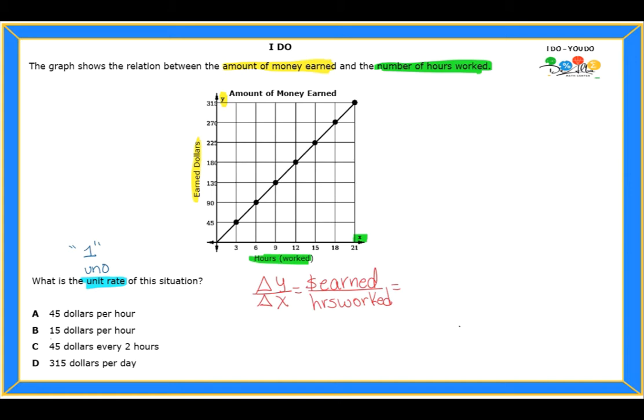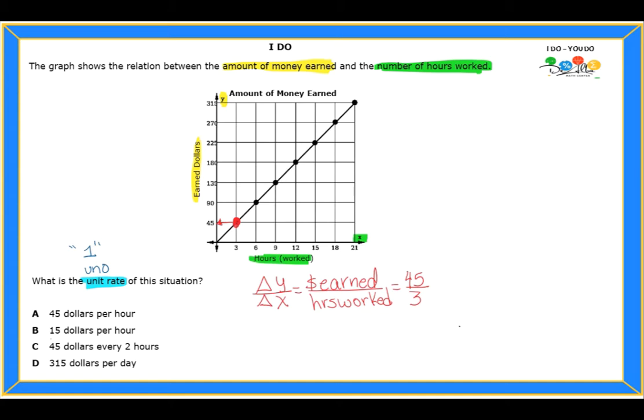Okay? So the graph, if you notice, I see a lot of points in my graph. I can choose any of those points. For example, I want to choose the first one that is here. And just make sure that you write down the 45 and the 3 where they belong. So 45 is on the y-axis, so it goes on the numerator. 3 is on my denominator because it's the hours that he worked.